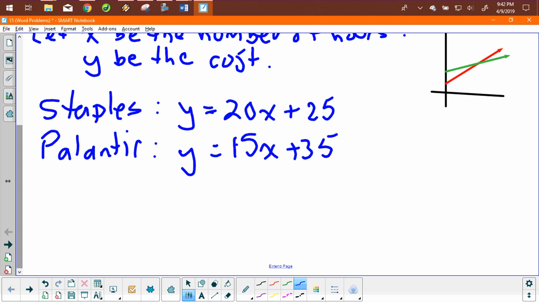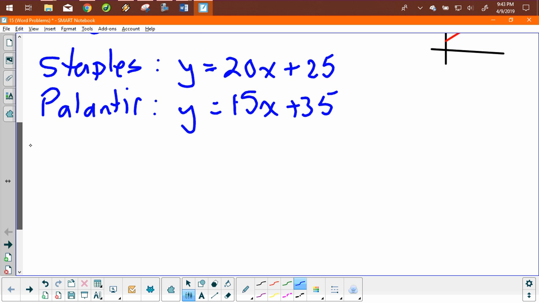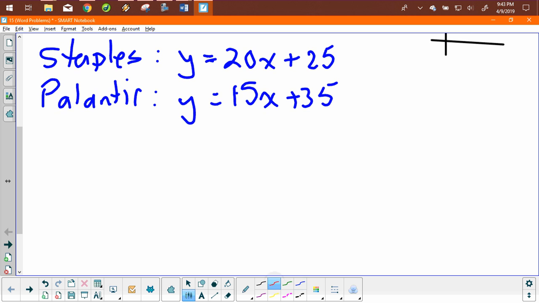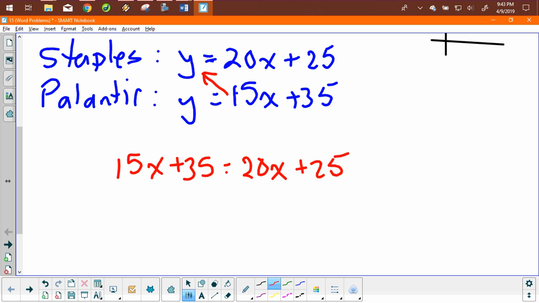Okay, so solve. Now, we've seen a bunch of different techniques so far. Okay, because both of these say y equals, probably the easiest way to do this is with substitution. Okay, you can do it with elimination as well, but we'll try substitution because it's set up that way. So remember what that means, right? Substitution just means because they both say y equals, I can take one and put it where the other y is. So now I have 15x plus 35 equals 20x plus 25. And now we'll start solving.